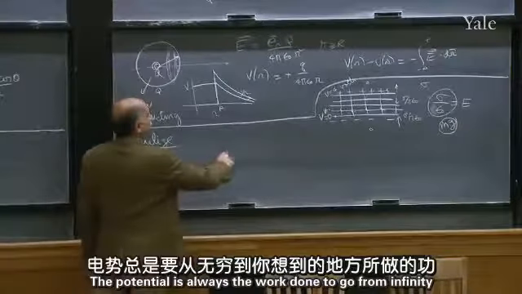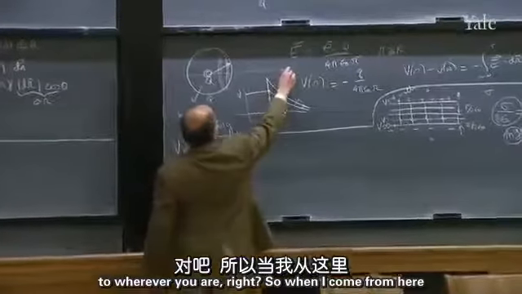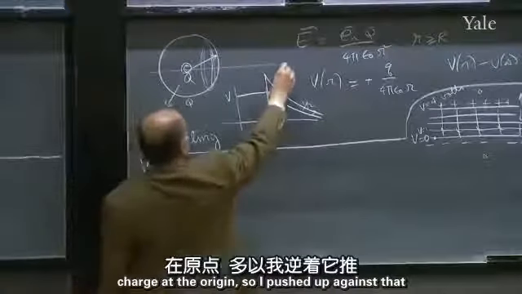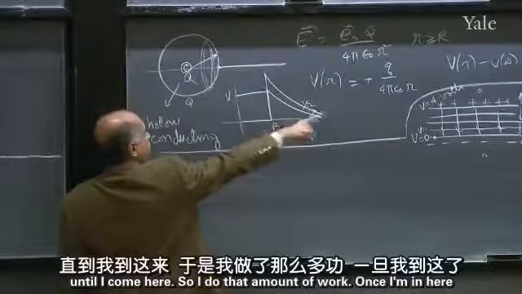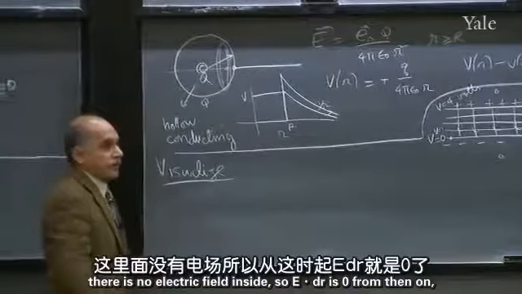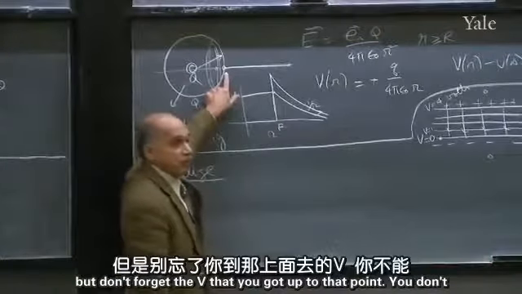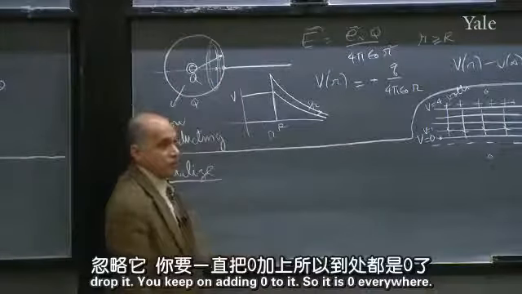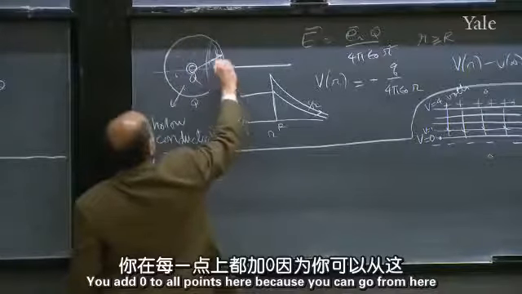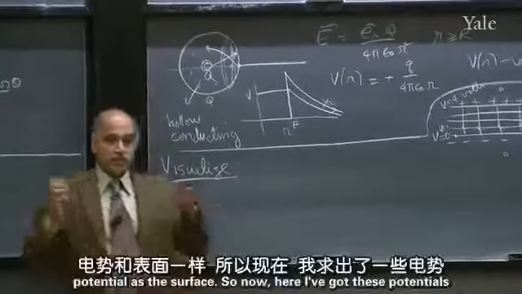The potential is always the work done to go from infinity to wherever you are, right? So when I come from here, what do I think is at the origin? I think there's a point charge at the origin. So I push up against that till I come here. So I do that amount of work. Once I'm in here, there is no electric field inside. So E dot dr is 0 from then on. But don't forget the V that you got up to that point. You don't drop it. You keep on adding 0 to it. So it is 0 everywhere. You add 0 to all points here, because you can go from here to here, no electric field. So the whole sphere has the same potential as the surface.